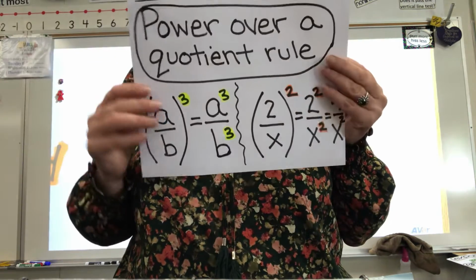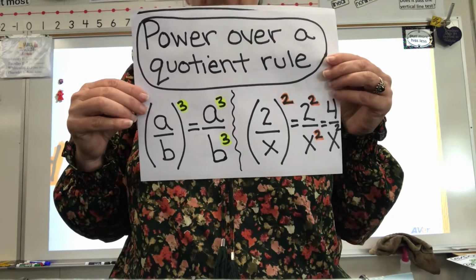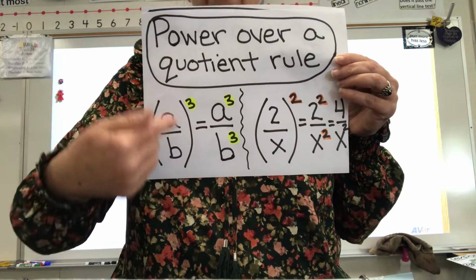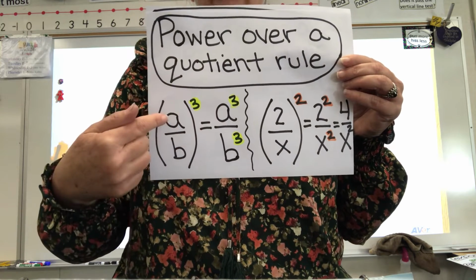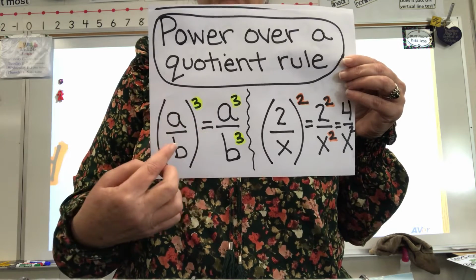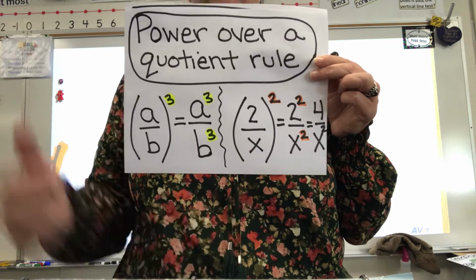Another rule that we are tackling is a power over a quotient. Same thing as that last one, except now we have an apartment complex. We have Albert living upstairs, Bert living downstairs, and we're going to share the 3 with both. And that also works when we have a number and a variable. Okay, so we have that rule as well.